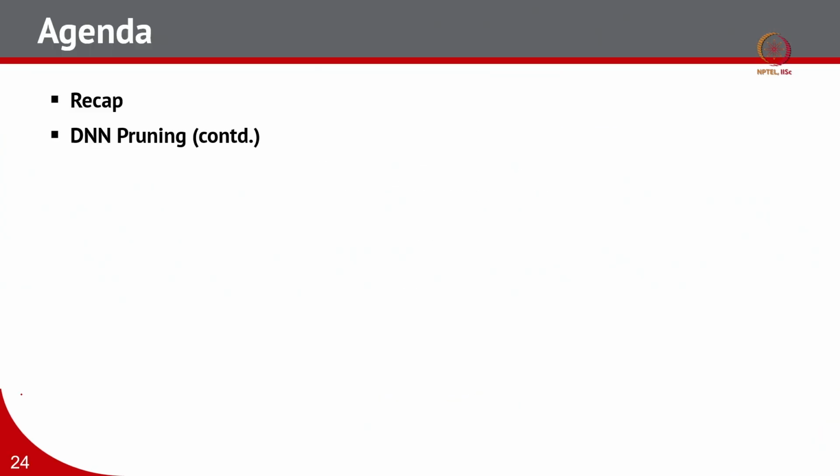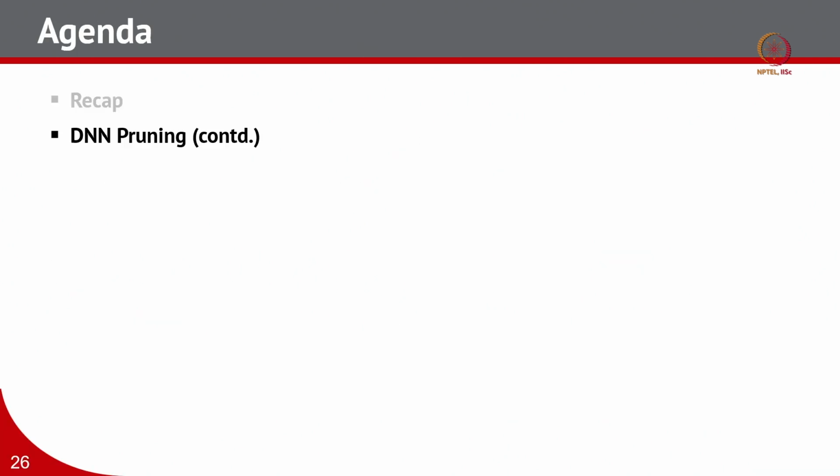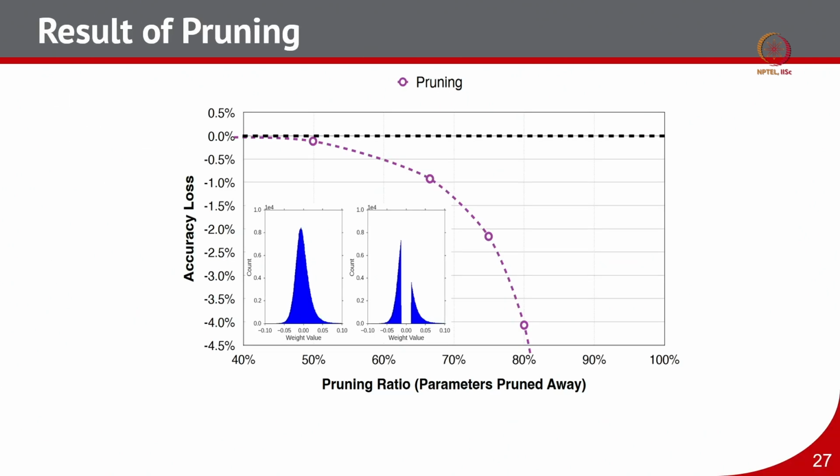As usual, we will give you a brief recap and then we will continue on DNN pruning. In the last class we discussed unstructured and structured pruning. We saw the different advantages and disadvantages of unstructured as well as structured pruning. In general, it is favorable to do structured pruning, because it is more beneficial from the hardware performance perspective. Now, let us continue the discussion on DNN pruning.